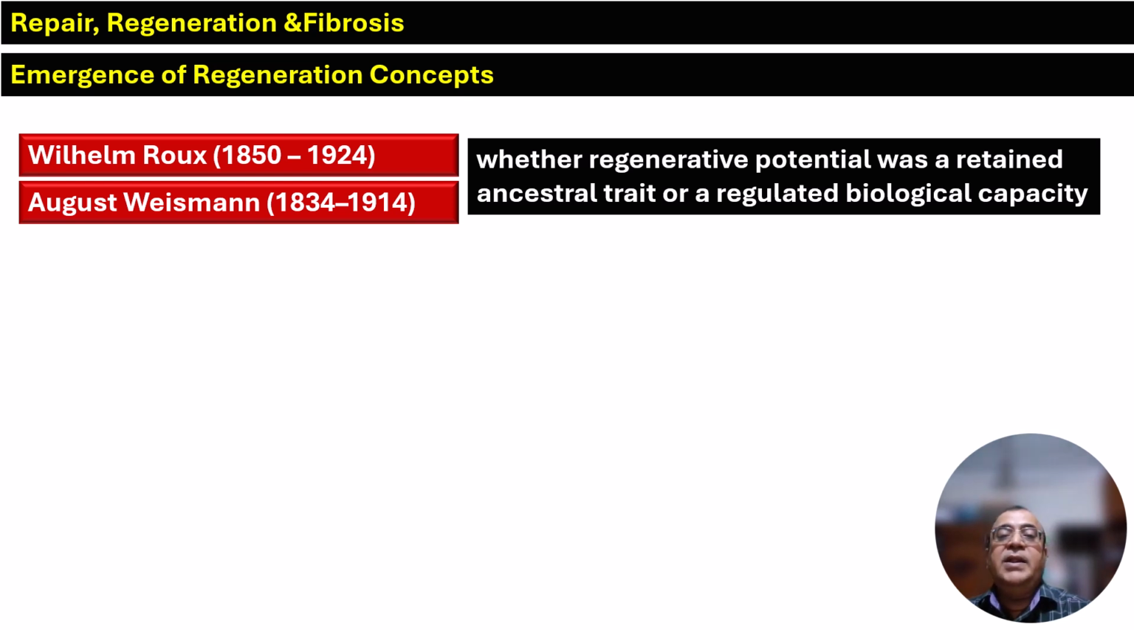In the early 19th and 20th century, concepts of regeneration emerged. Scientists began to distinguish regeneration from mere healing by scarring. Experimental studies on invertebrates and amphibians, such as limb regrowth in salamanders, revealed that some organisms can regenerate entire body parts, a phenomenon not mirrored in mammals. Wilhelm Roux and August Weismann debated whether this regenerative potential was a retained ancestral trait or a regulated biological capacity.